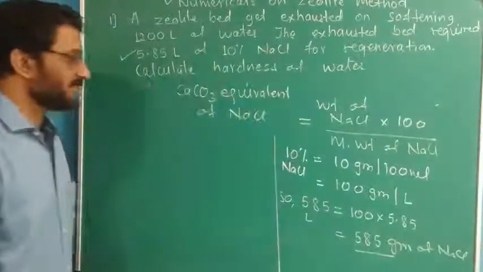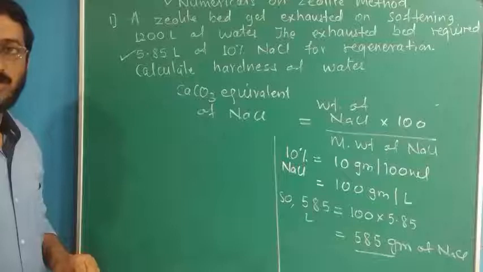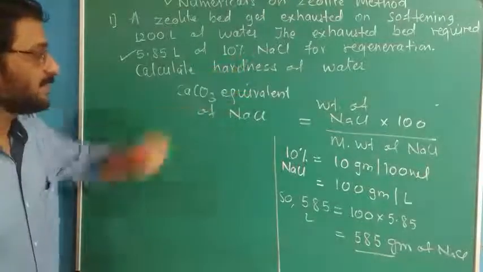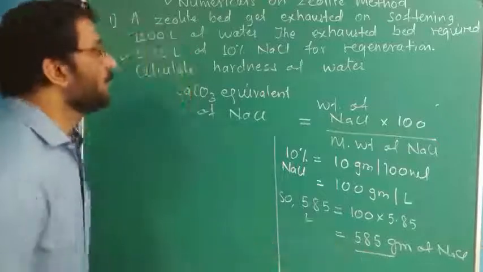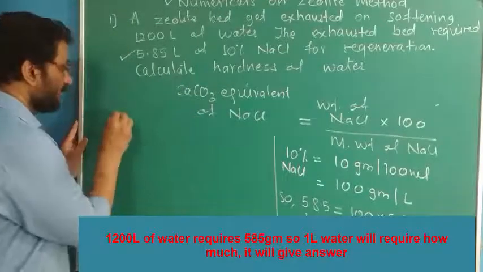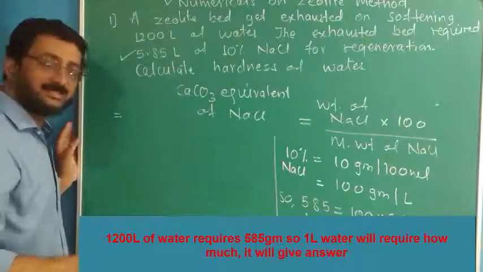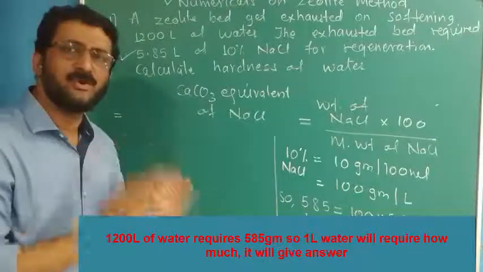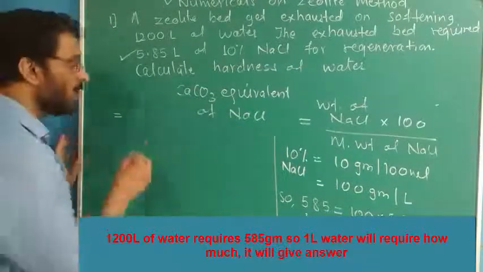585 grams of NaCl will be there in this volume of NaCl whose strength is 10%. What is the weight of NaCl? 585. So now put the values here. Now take the CaCO3 equivalent of NaCl. The second step is to take that NaCl every time in the form of CaCO3 equivalent. So I will take it.